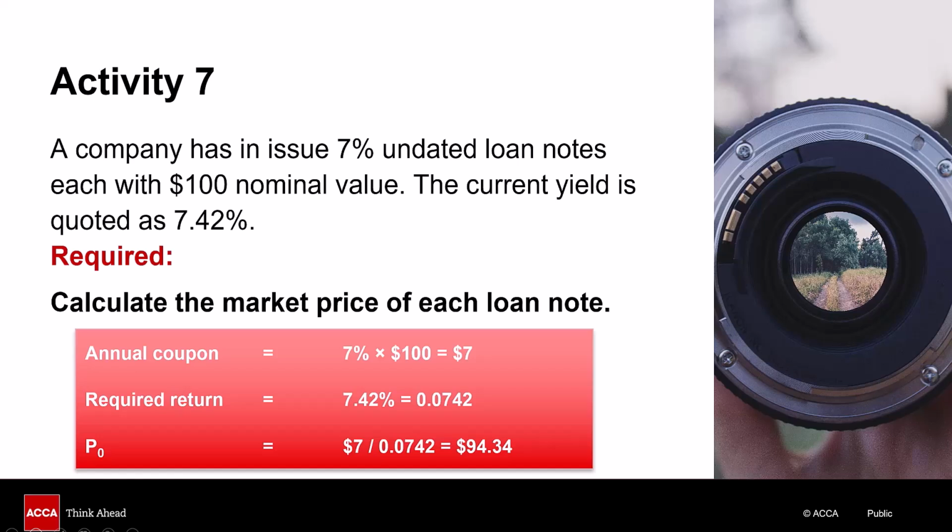Just remember the step processes. First of all, find the annual coupon. Then make sure you've got the required return as a decimal and the pre-tax. And then divide the required return into the annual coupon to get the market price.